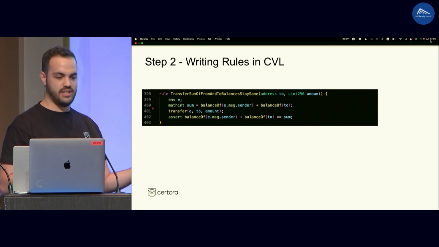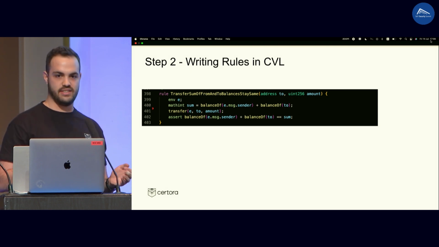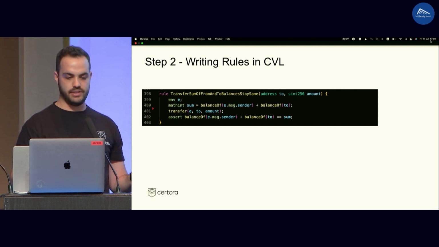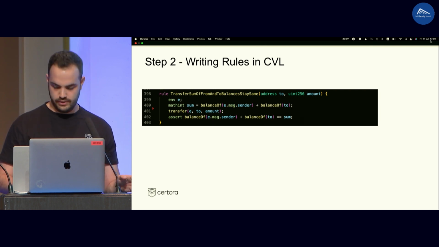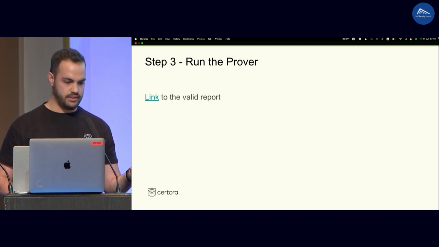And then we just assert that the sum of balances after and the sum of balances before stays exactly the same. So this is a pretty simple rule, a simple property that we would expect of any ERC20 to have. So, of course, we run this rule during development, and everything was valid.